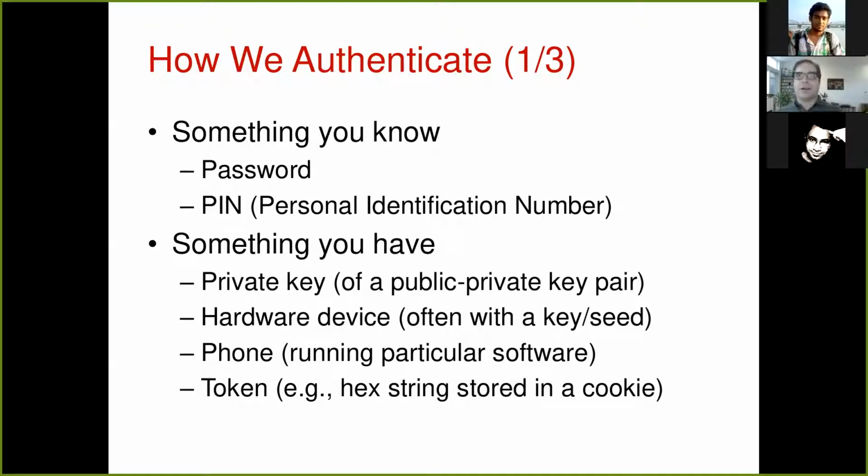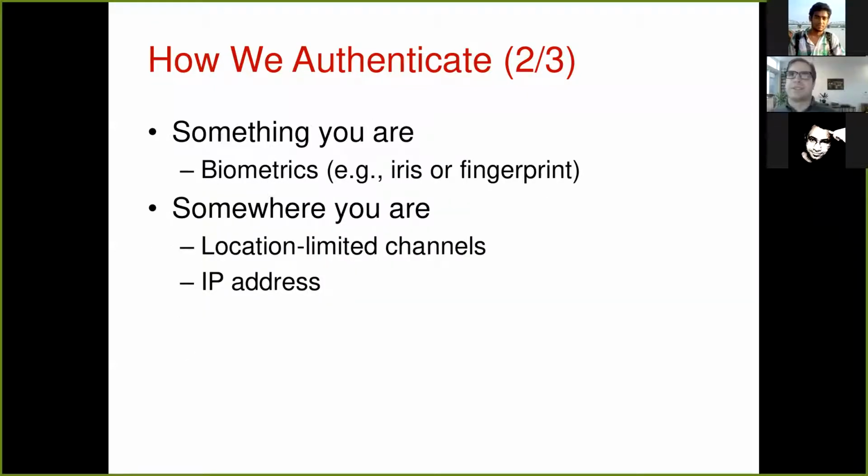You might have a hardware device or a token, a USB token, where it has either some kind of a cryptographic key or the seed for a pseudo-random number generator. You might have your phone, again, running particular software, probably with a crypto key or seed for a pseudo-random number generator. You might actually just have a unique string, which we can call a token. If you authenticate to a website, you store in a cookie a string indicating that you're authenticated, because it's only known to you and the website. But there are other ways too.